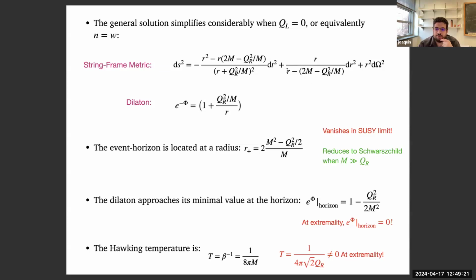The event horizon is located at the point where this denominator vanishes. That happens to be given by this formula. And in particular, you can see two things. First of all, to avoid the naked singularity, the mass squared has to be bigger than Q_R squared over 2. This is the analog of the similar version of Reissner-Nordström, that m is bigger than q. And the extremal limit is reached when this numerator is 0, and this is also the supersymmetric limit, okay?